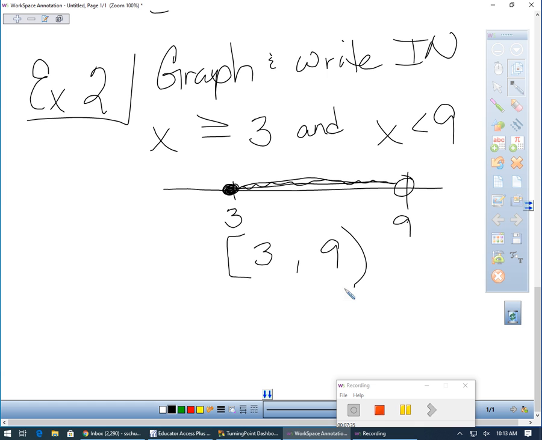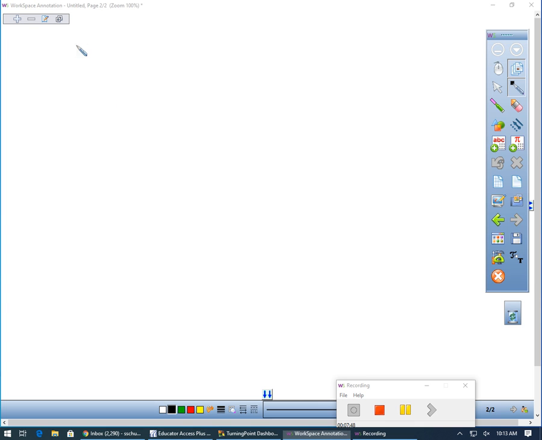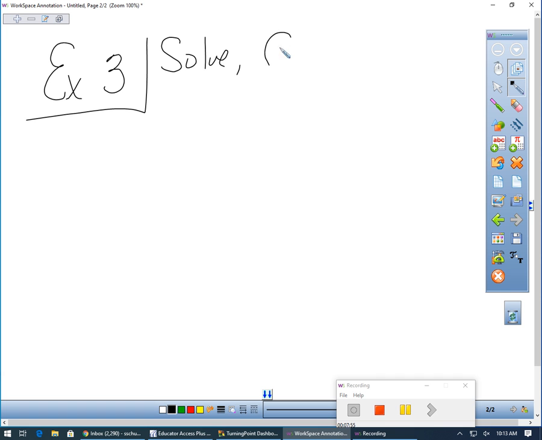Let's try example number 3. We got to set this up a little bit, right? Example 3. Now let's solve, graph, and write in interval notation. And you guys know today when you're doing your homework that even though it doesn't say to write interval notation, if you have to graph it, you have to write it. Okay? All right. So let's solve this one.